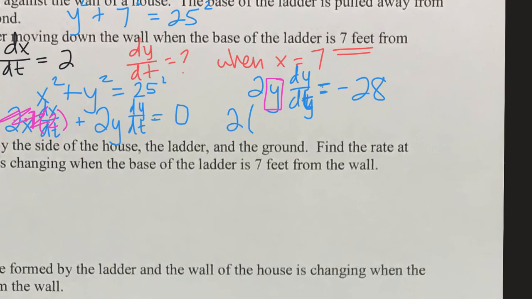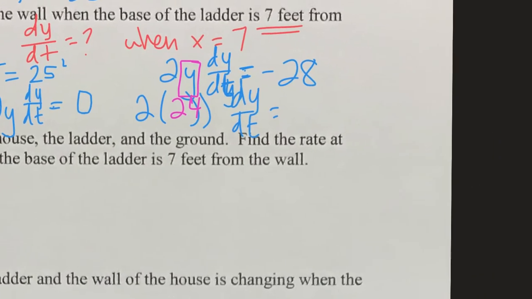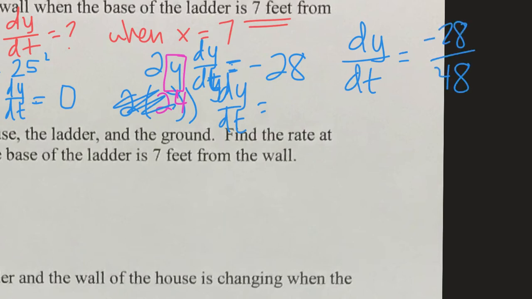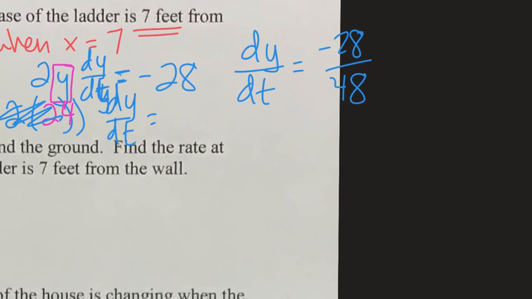So now that we know our y value, we can continue with this problem. That's 24, not 2, by the way. dy/dt, and I probably should have given myself some more space, huh? So this is 48. 2 times 24 is 48. So when I divide both sides by 48, negative 28 over 48, which can probably be simplified, divisible by 4 maybe?